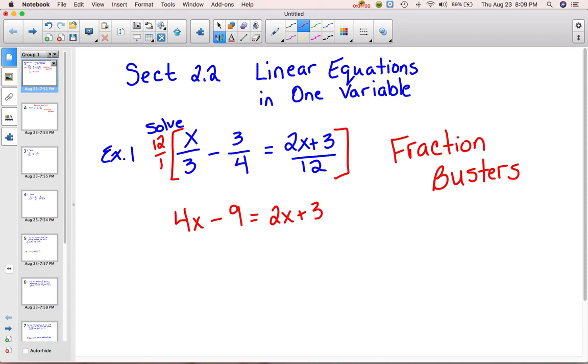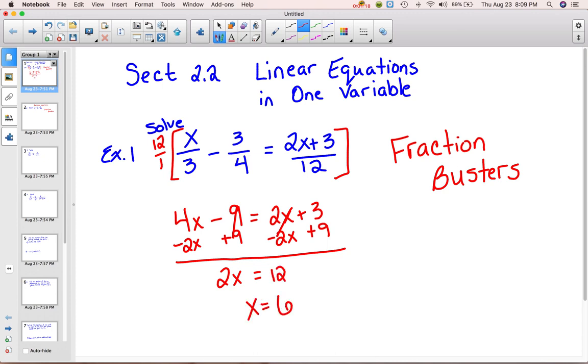And now it's pretty easy to solve. So I'm going to subtract 2x from both sides, and we get 2x. I'm going to go ahead and add the 9 to both sides, and we get 2x equals 12. So x is 6. Pretty easy. So remember to use fraction busters.